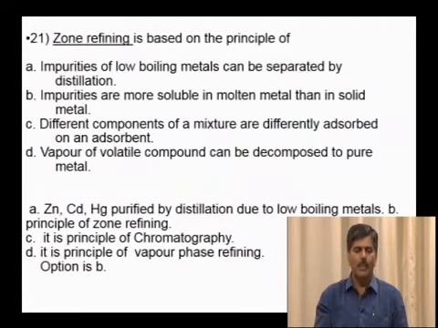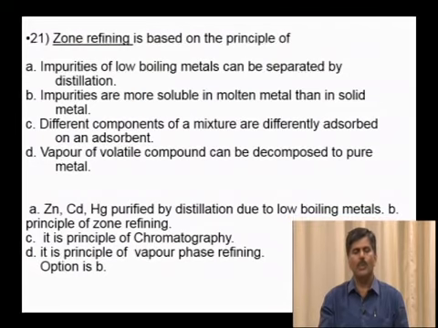Next one, the 21st question: zone refining is based on the principle of. Zone refining is used to obtain ultra pure metals, silicon and germanium. A: impurities of low boiling metals can be separated by distillation. The second option, B: impurities are more soluble in molten metal than in solid metal. C: different components of a mixture are differently adsorbed on an adsorbent. D: vapor of a volatile compound can be decomposed to pure metal. So, here zone refining.